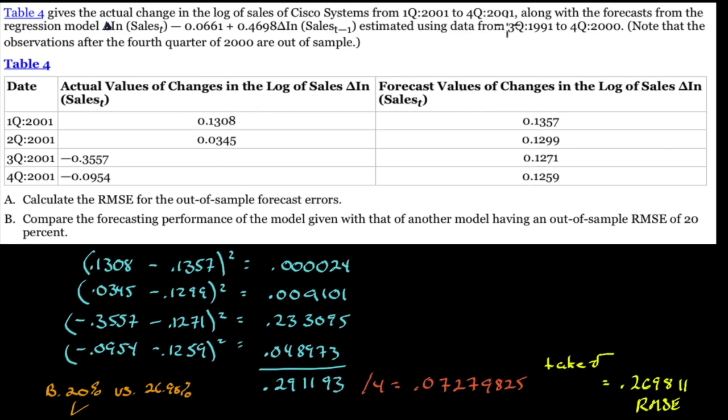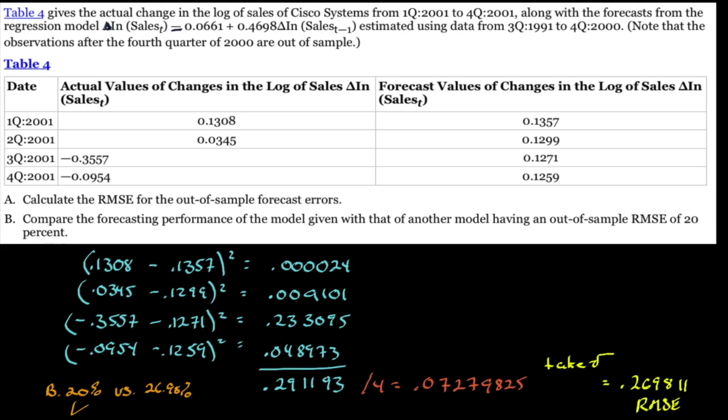All right. Along with the forecast from the regression model, change in the log of sales equals 0.0661 plus 0.4698 times the change in the lagged variable of sales, estimated using data from Q3 91 to Q4 2002. Note that the observations after the fourth quarter of 2000 are out of sample. Okay, so these are out of sample, we know that. A, calculate the RMSE for the out of sample forecast errors.